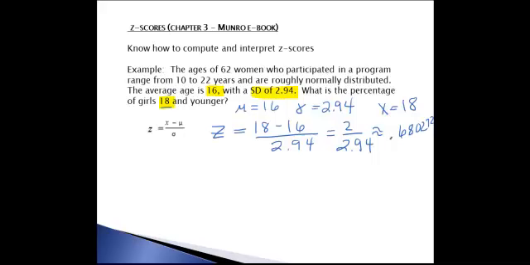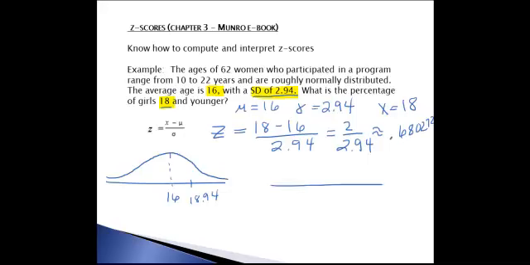Okay, so now what I'm going to do is it's asking me for the percentage of girls 18 and younger. So there are a couple of things that I want to look at. So I know that the data is normally distributed, and I know that the mean is, let me see, 16. And I know that I'm looking at an age of 18, but the standard deviation is 2.94. So I add 16 plus 2.94, and I get 18.94. So this is one standard deviation away from the mean.